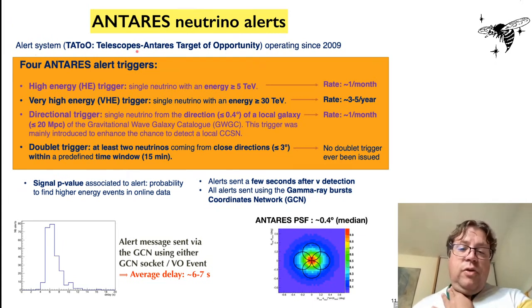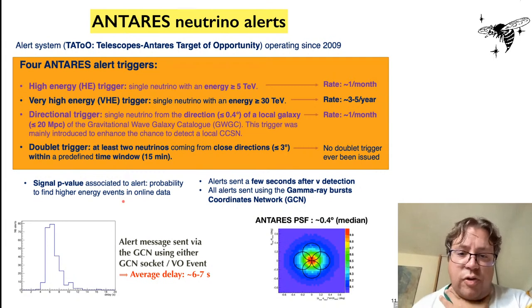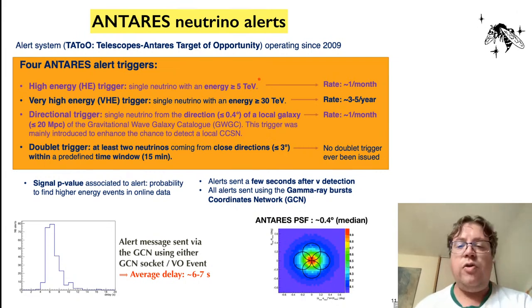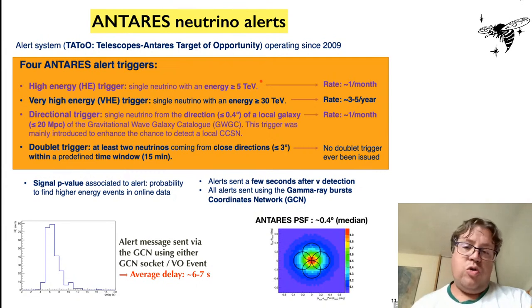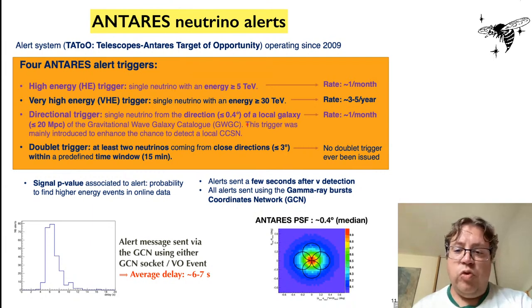So the neutrino alerts. Our system is TMTS, and we have four neutrino alert types. One is in this high energy sample, which is around 5 TeV, so you see that is a bit low, and we know there is quite a significant contribution of atmospheric neutrinos. Some are very high energy, around 30 TeV, where the atmospheric neutrino contamination is a bit lower, and we have some directional triggers. Here it has been introduced when we have a neutrino associated to a local galaxy direction, a bit less than 20 megaparsec. It was mainly introduced to enhance the chance to detect a local core collapse supernova. And we have some multiplet triggers.